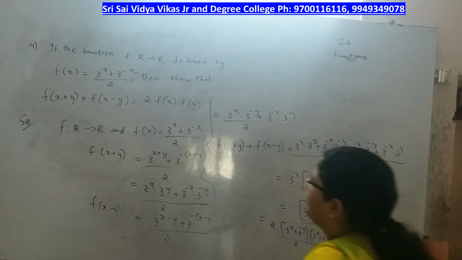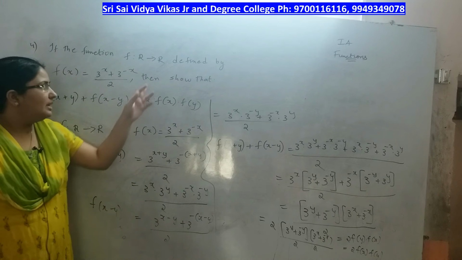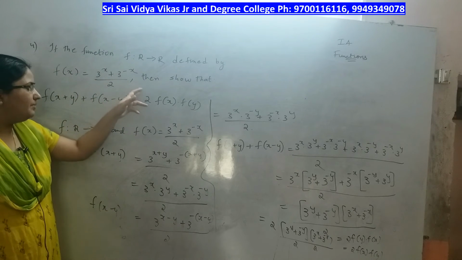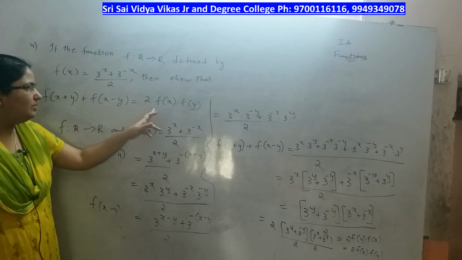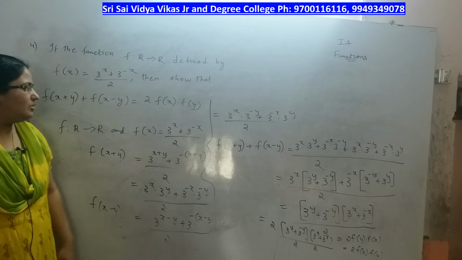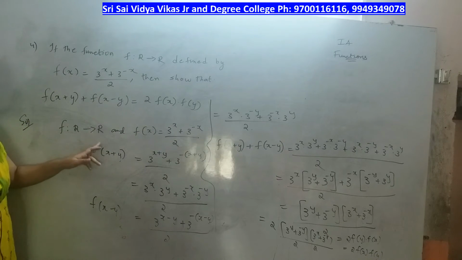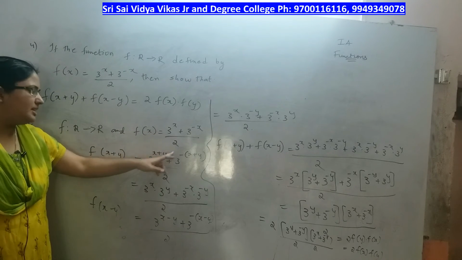In our next problem we have the function f from R to R defined by f of x is equal to (3 power x plus 3 power minus x) by 2. Then show that f of x plus y plus f of x minus y is equal to 2 into f of x into f of y. f from R to R is a function where f of x is equal to (3 power x plus 3 power minus x) by 2.